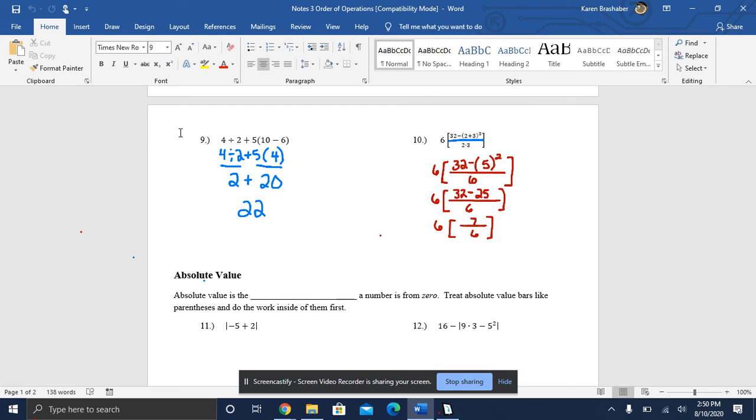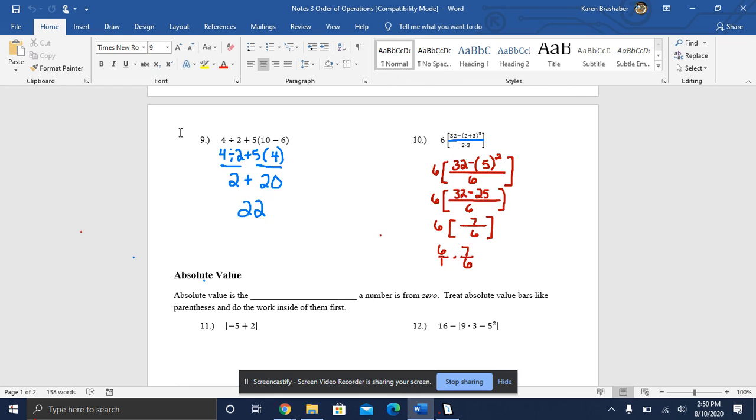Now, a lot of you may not like fractions, and there are a wide variety of ways to work with these. I'm going to choose to do the problem this way. I'm going to write my outside 6 as 6 over 1. The bracket now is indicating to multiply. I'm going to get rid of the bracket and just use the times dot. I'm going to take my fraction and rewrite it as 7 over 6.